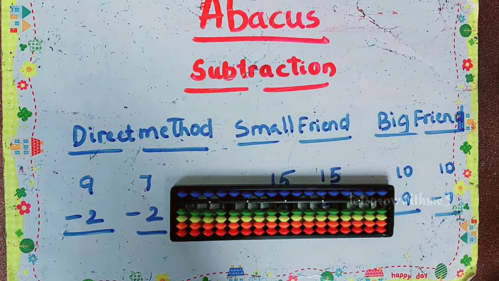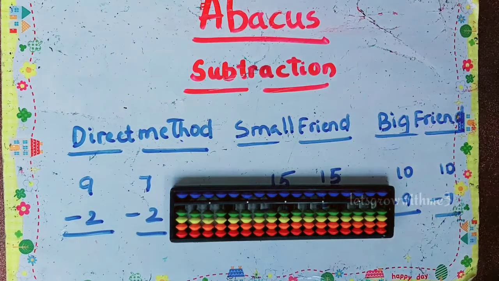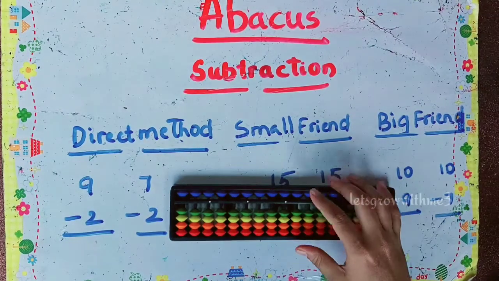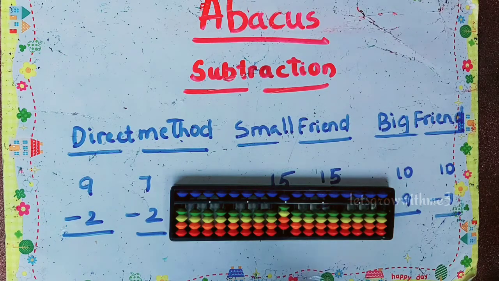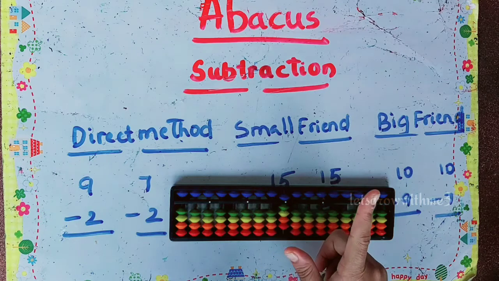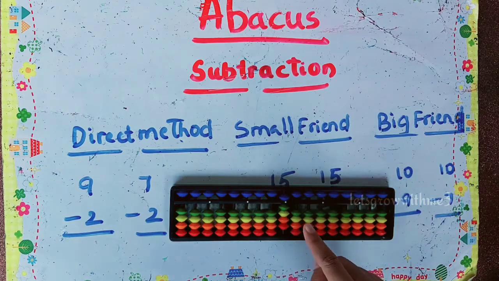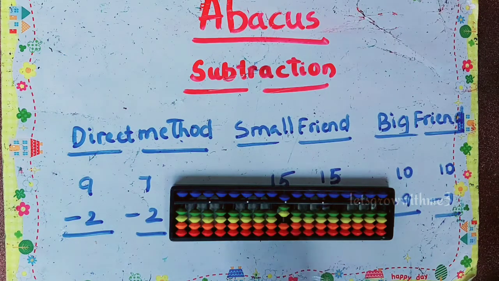When we do normal subtraction, it's like addition only. So whatever method or concept we followed in addition, the same we need to follow here: direct, small friend, big friend, and combination methods. Let's try the first question using the direct method. 9 minus 2. How to set 9? 5 plus 4, 9. When you are subtracting, you need to use your index finger and move beads away from the answering bar. So the answer is 7.